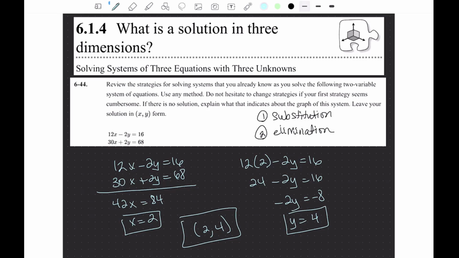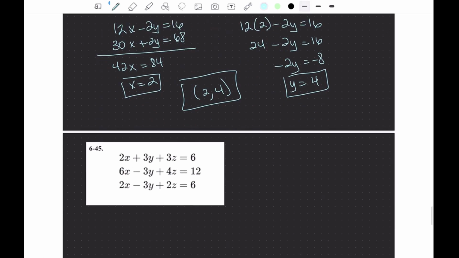Sound good? All right. So we're going to use that same principle when it comes to solving these in 3 dimensions, or with 3 variables. There's an extra little step on this.